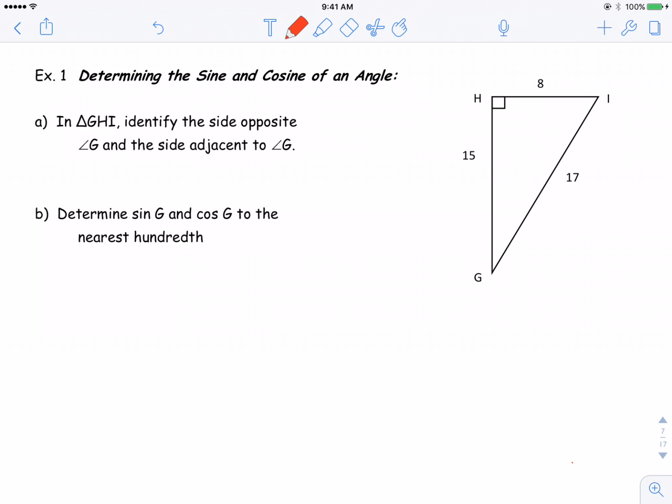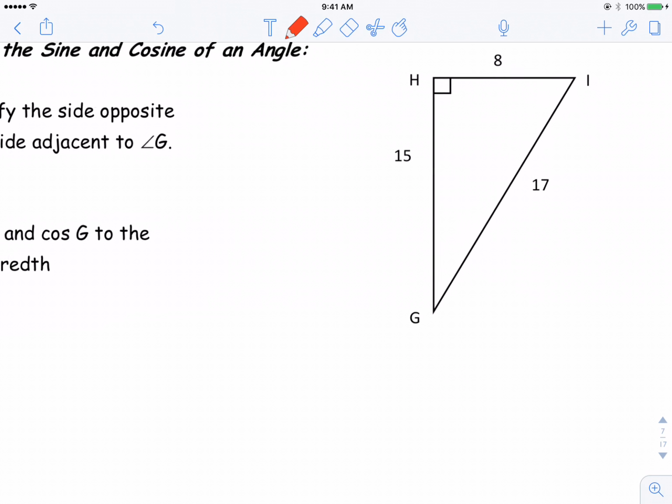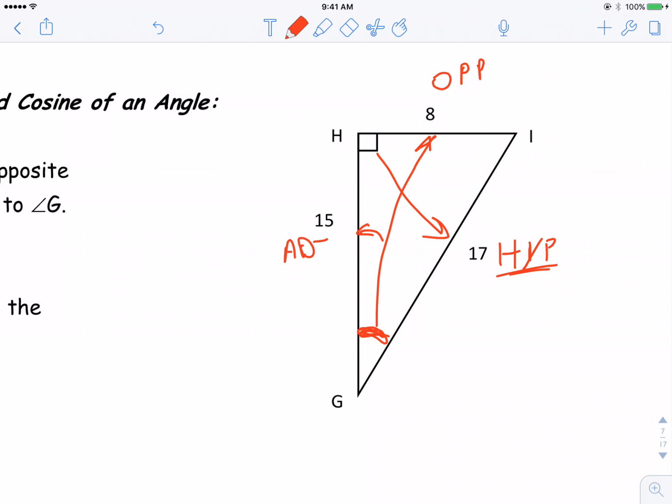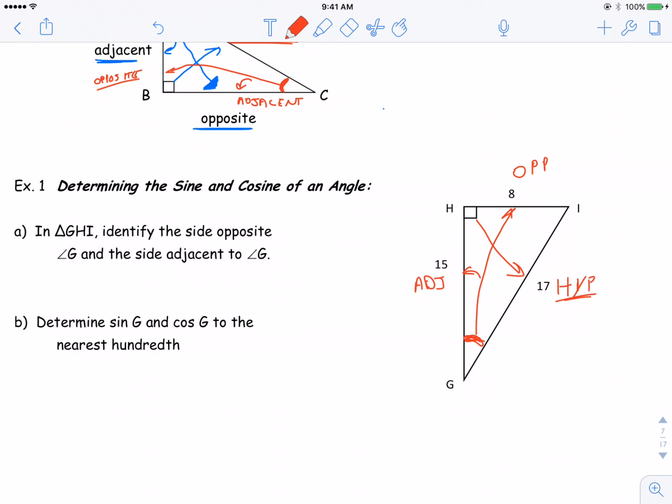Let's hit the examples. Example 1. Determine the sine and cosine of an angle. In triangle GHI, identify the side opposite to angle G and the side adjacent to angle G. So if this is the angle we're talking about, this is my hypotenuse. It's always opposite to the right angle in the triangle, and it's the longest side. This side is opposite to angle G. This side is adjacent to angle G. Done. Now, determine sine G and cosine G to the nearest hundredth.